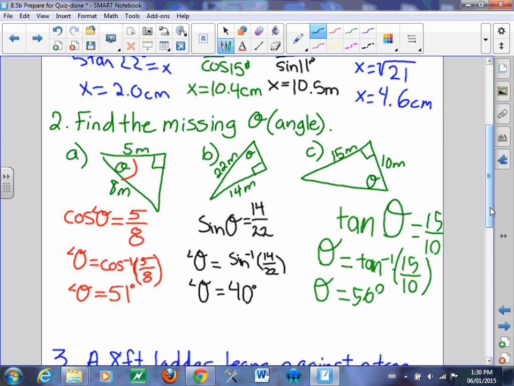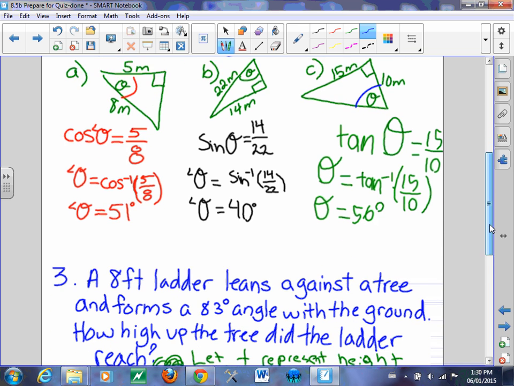Example B, ladies and gentlemen, we've got theta, and we're taking a look at the opposite side and the hypotenuse side, so that tells us we're using the sine ratio. So sine theta equals 14 divided by 22. Theta equals the sine inverse of that ratio, which gives you 40 degrees. Last one before we get to the word problem. Take a look at theta here, ladies and gentlemen. We have the opposite and the adjacent, which tells us we're using the tan ratio. So tan theta equals 15 over 10. To find the angle, you got to do the tan inverse of that ratio. Plug it in, and you're going to get 56 degrees.